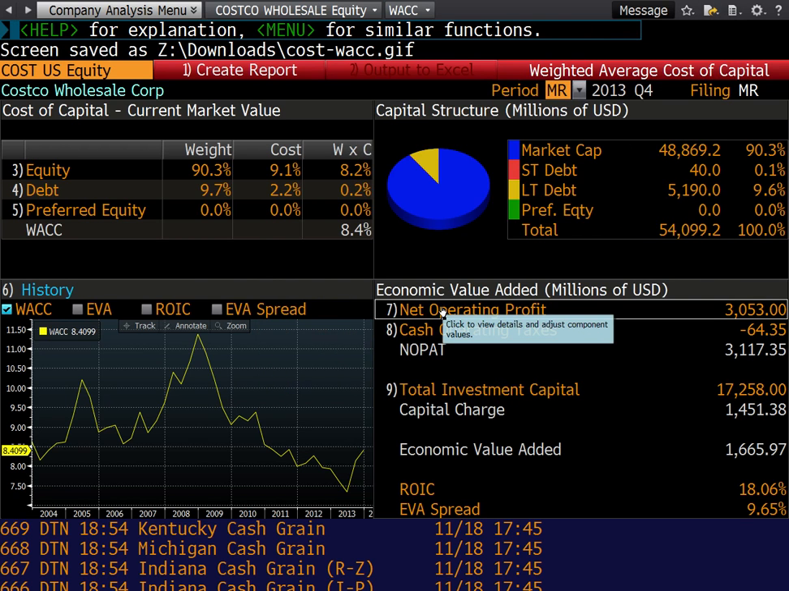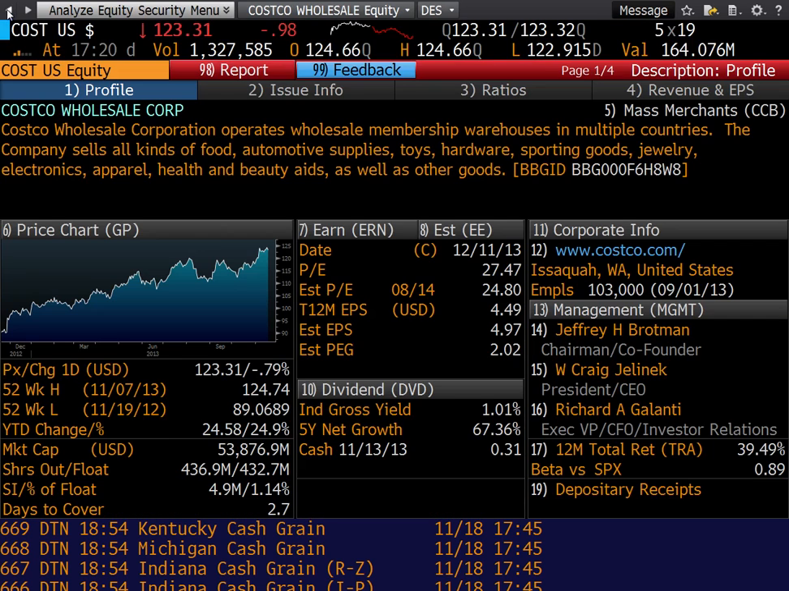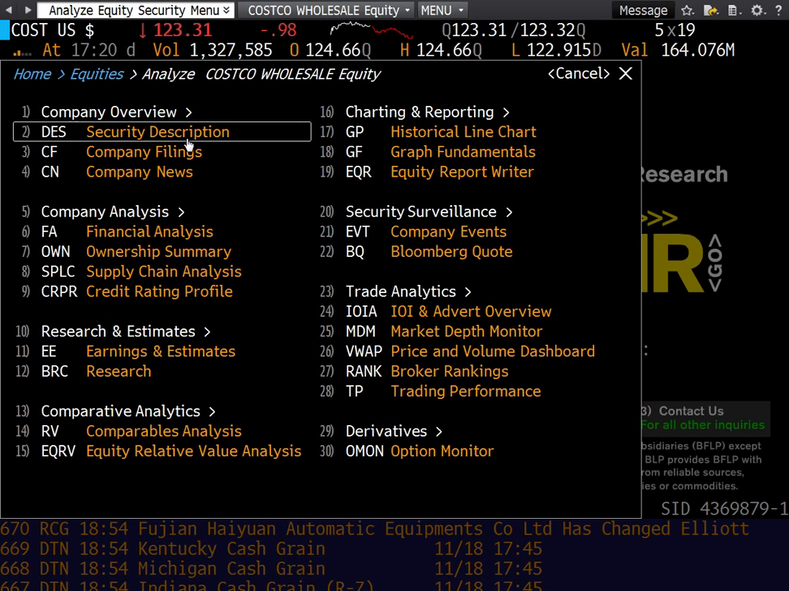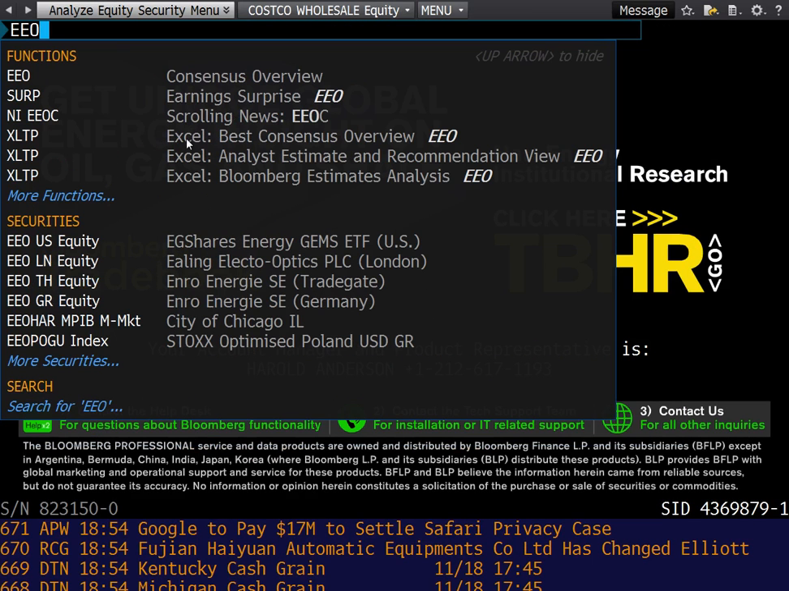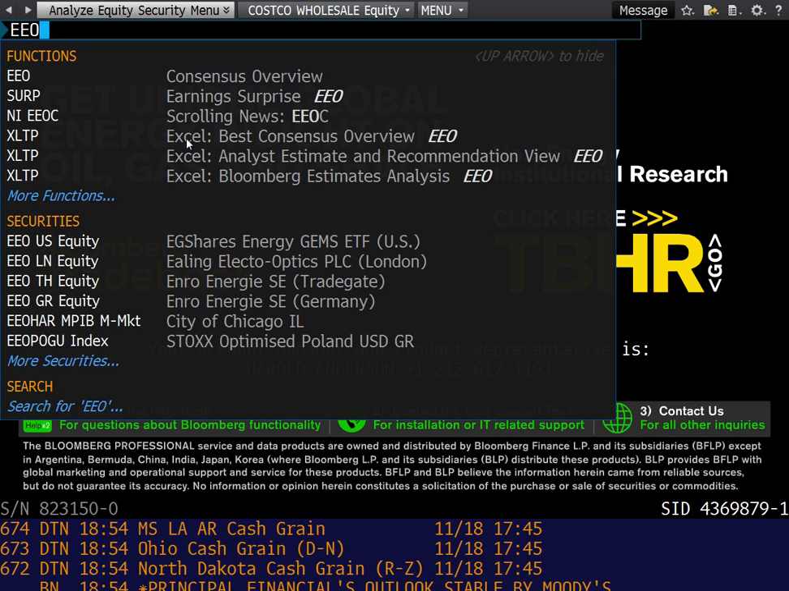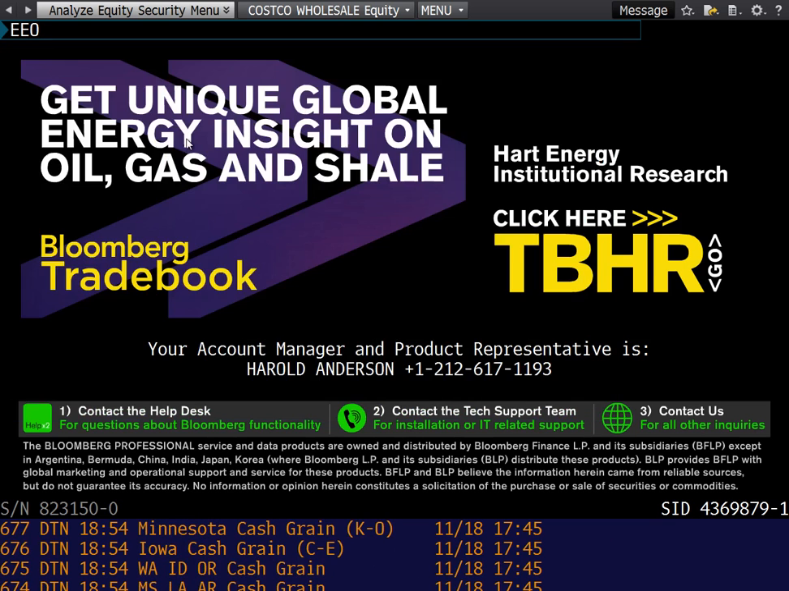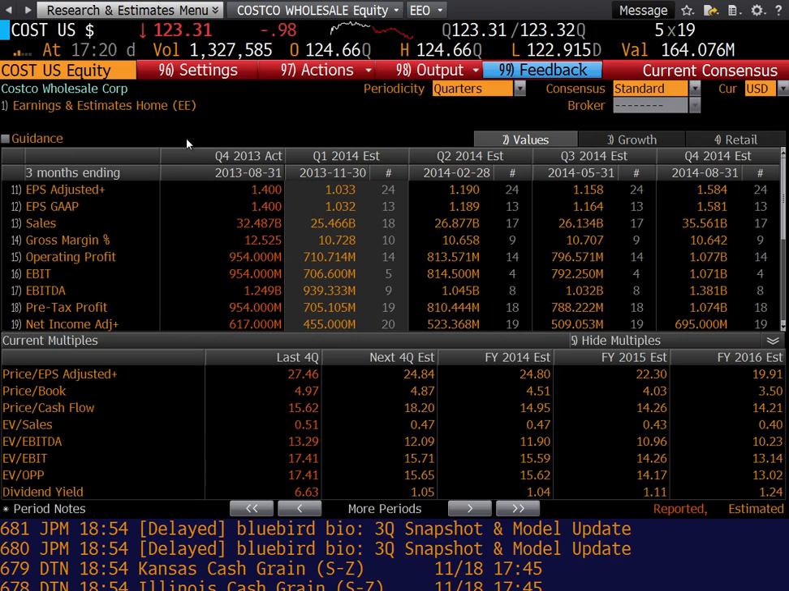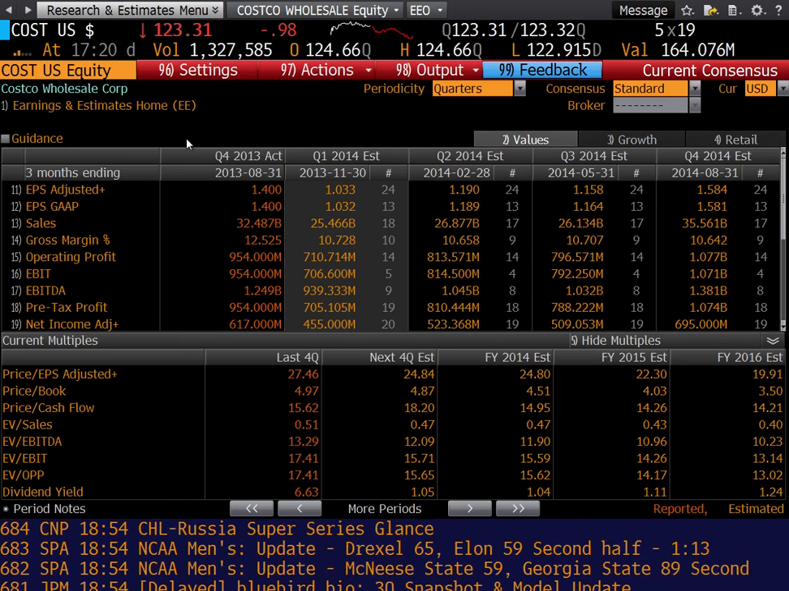The third screen we're going to use, and you can see this off the main screen, is under the earnings estimates, and specifically the short code to get there is earnings estimate overview. So you can go to the earnings estimates and then to the overview screen below, or in Bloomberg you can type a short code. In this case, EEO stands for earnings estimate overview. Hit enter. These are the consensus estimates by the Wall Street analysts that are covering Costco.